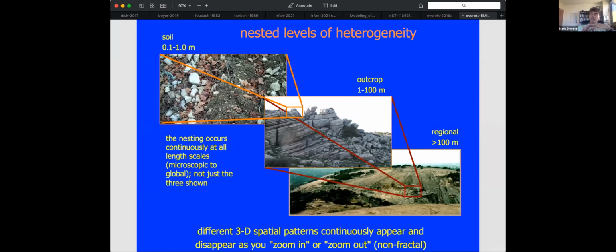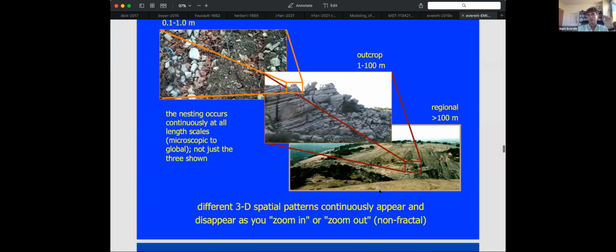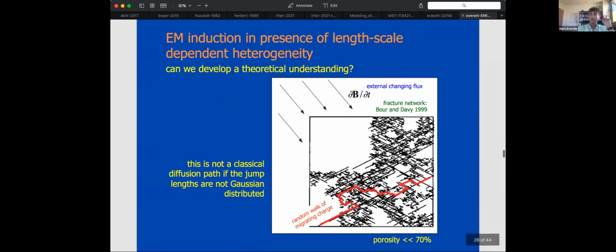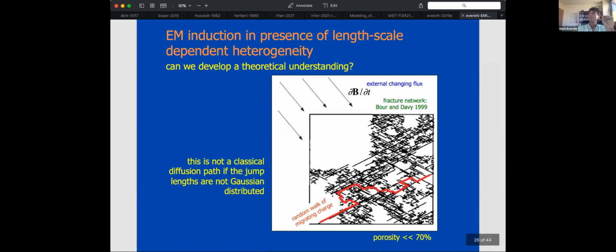In fact, Earth has nested heterogeneity at all length scales, from microscopic all the way up to global, a continuum, not just these three that I've shown here. So how can we understand EM induction in the presence of such length scale dependent heterogeneity? Here's an example of a fracture network that's mapped out in a rock by these guys. Typical, nothing unusual about it.